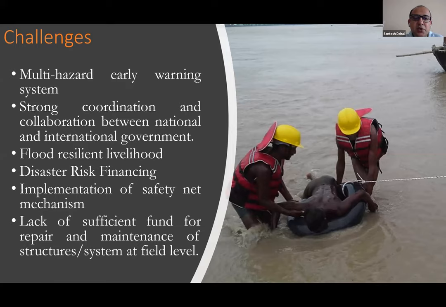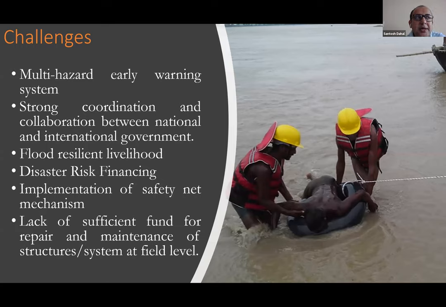Another is strengthening coordination and collaboration between national and international governments, especially for the flood-prone areas in our Terai districts. All 22 districts are aligned with the Indian border, where the Indian government has established dams on the Indian side of the river. Due to that, and also the construction of roads at the border side, the river flowing down has been obstructed. So these are also other things.